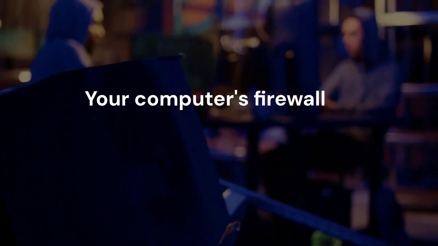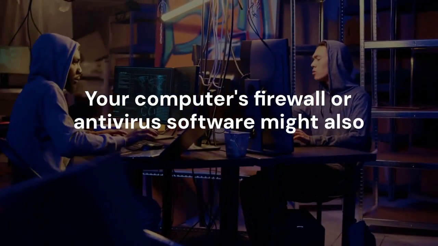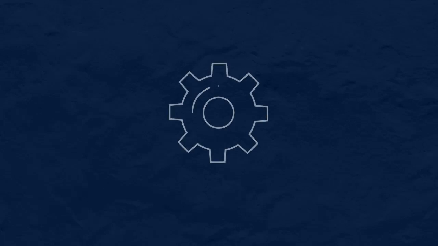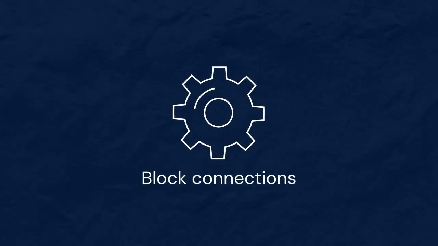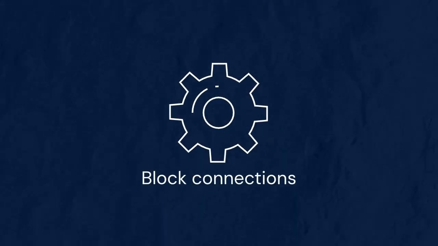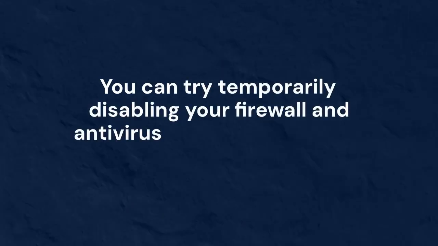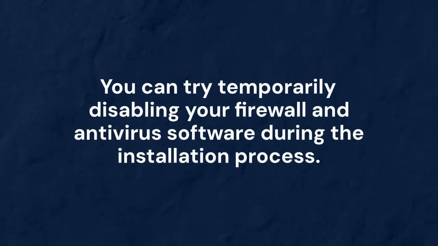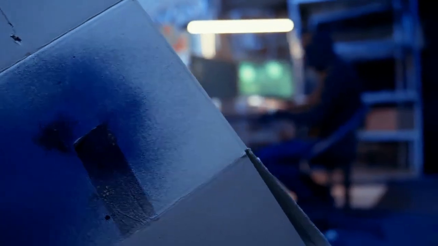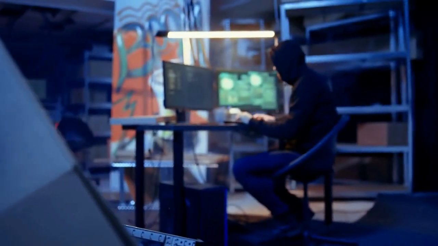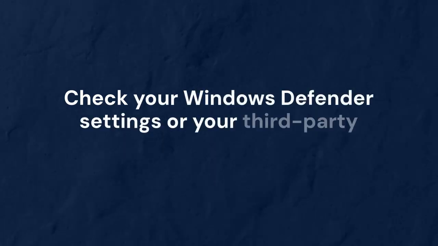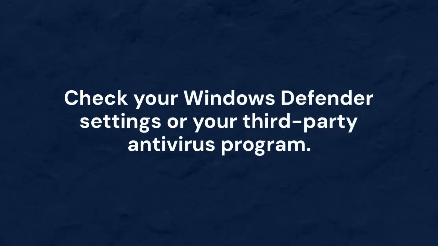Your computer's firewall or antivirus software might also be the culprit. These security programs can sometimes block outgoing connections from new applications. You can try temporarily disabling your firewall and antivirus software during the installation process. Just do this for a few minutes while the SDK list loads. Remember to re-enable them immediately after to keep your system secure. Check your Windows Defender settings or your third-party antivirus program.